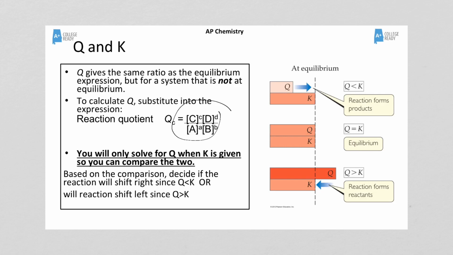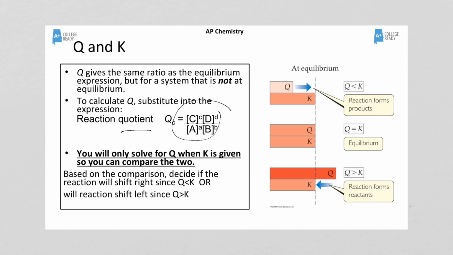So Q comes from the word quotient. It's called the reaction quotient. And the only time, and I bolded this and underlined it because we don't solve for Q a lot, the only time you need to solve for Q is if you're given numbers of all your reactants and products and you know K. So you'll read it because they might not tell you you're supposed to solve for Q, and you'll be wondering, I have all these numbers, what do I do?